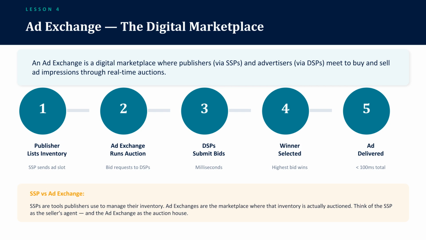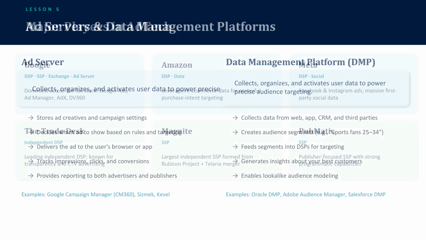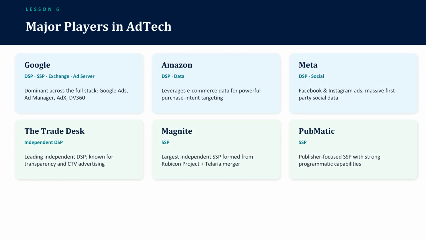Ad servers are the delivery infrastructure. They make sure the right ad gets to the right place. DMPs are the data backbone. They turn raw user data into actionable audience segments for targeting. The AdTech industry has a few dominant players, primarily Google, which has a presence across almost every layer of the stack. The Trade Desk has emerged as the leading independent DSP, while Magnite and PubMatic are top independent SSPs.